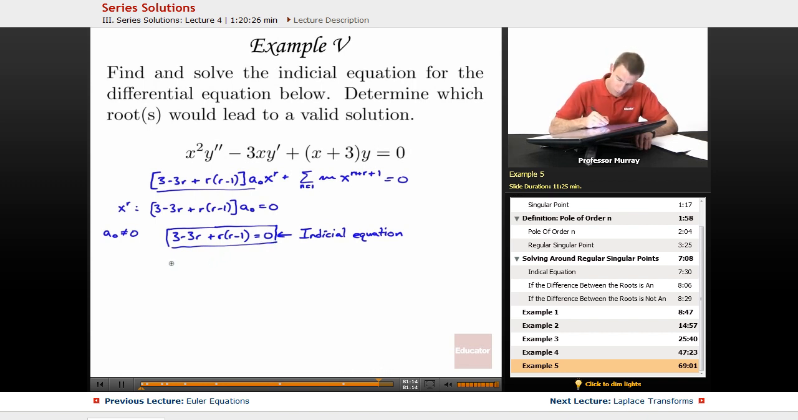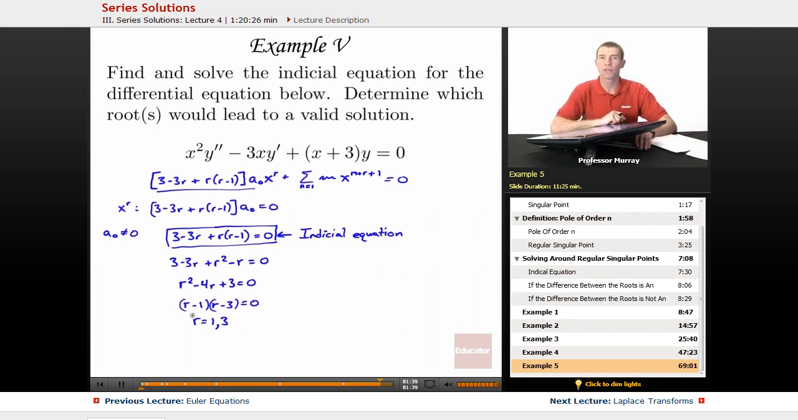In fact, if we multiply it out, we get 3 minus 3r plus r squared minus r is equal to 0. So r squared minus 4r plus 3 is equal to 0. And if we factor that, that's r minus 1 times r minus 3 is equal to 0. So r is equal to 1 and 3.